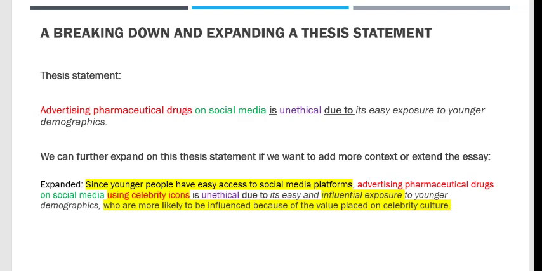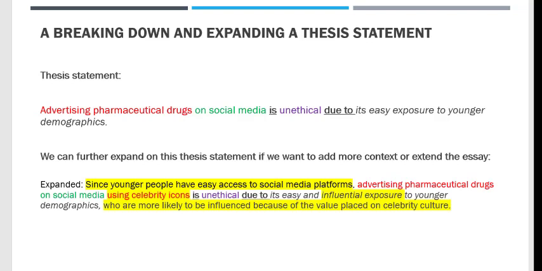Okay. Then you're going to add on social media. So this is going to help you focus your essay on social media platforms only. Now, if you want to be more specific, you can say on Instagram or Twitter or whatever. So that's for you to decide depending on what area you want to focus on. And again, this is helpful in narrowing your ideas.